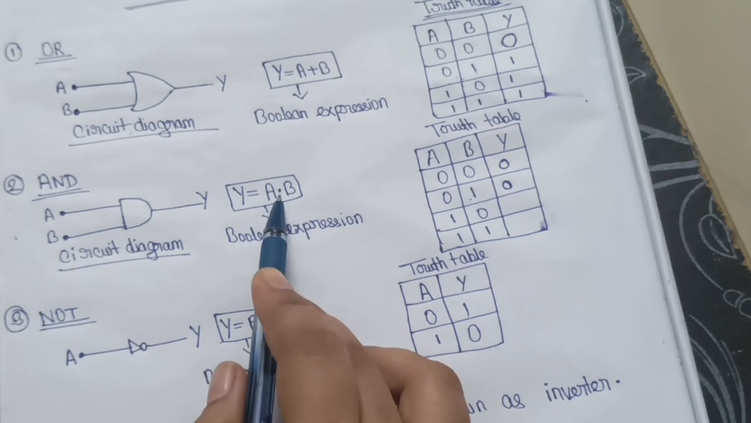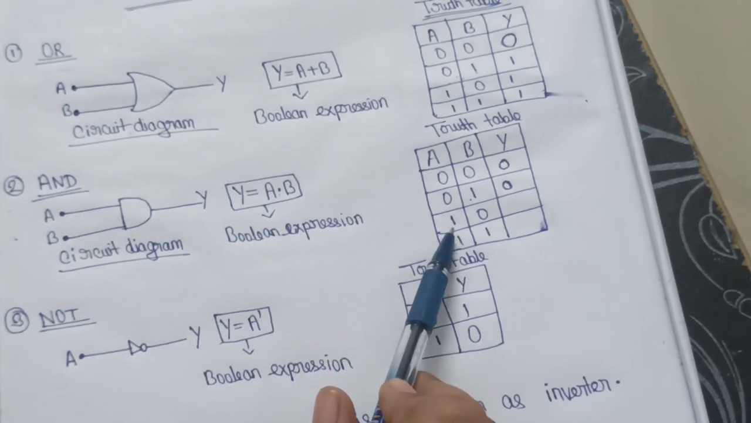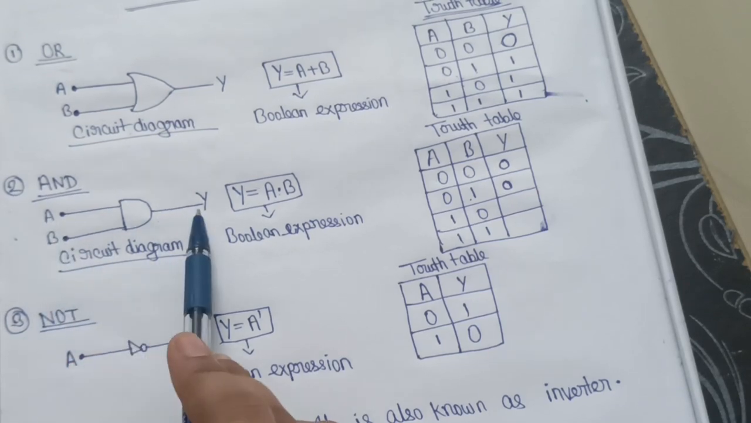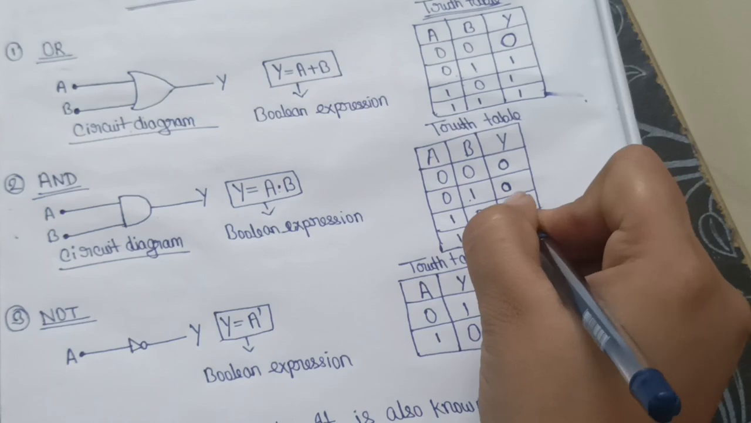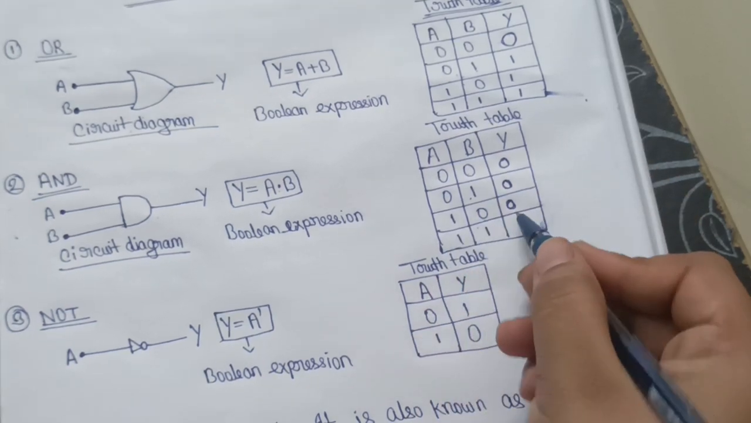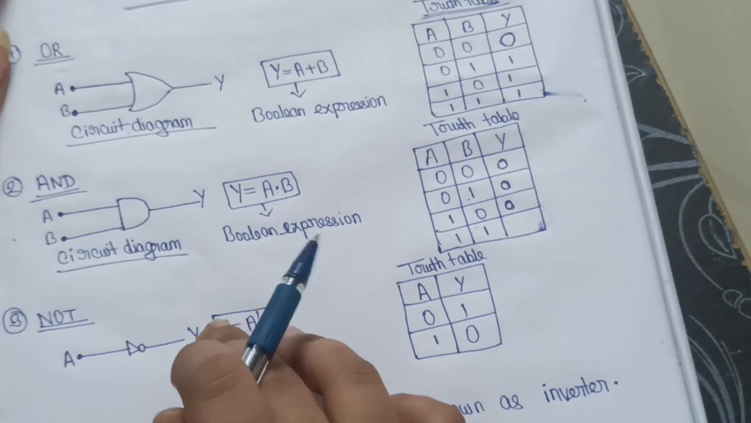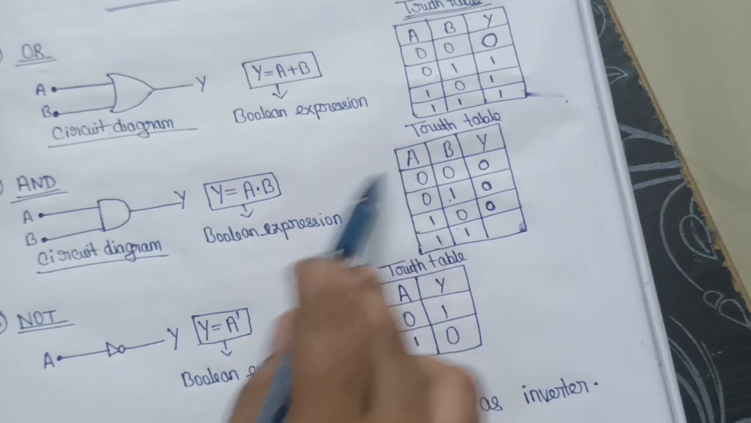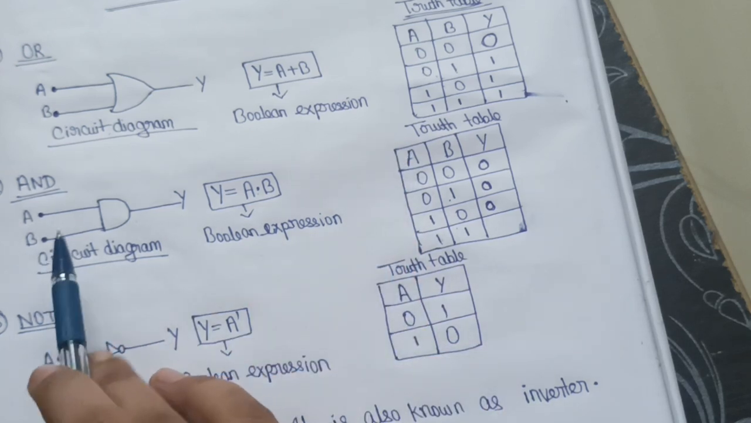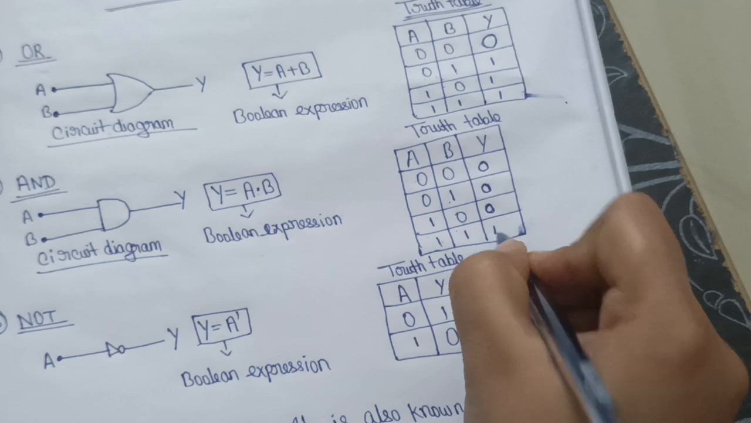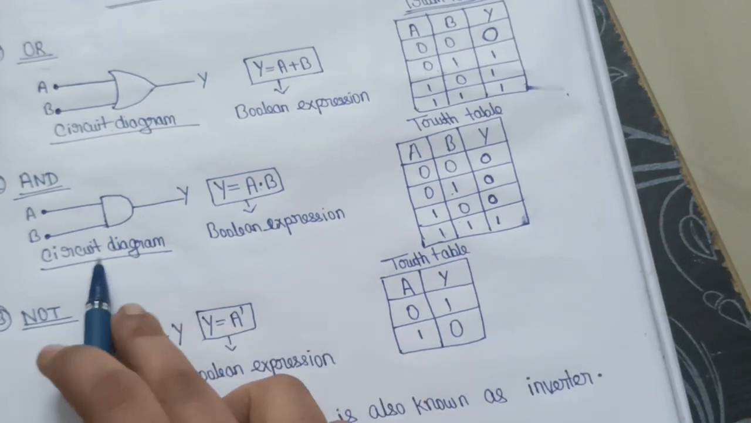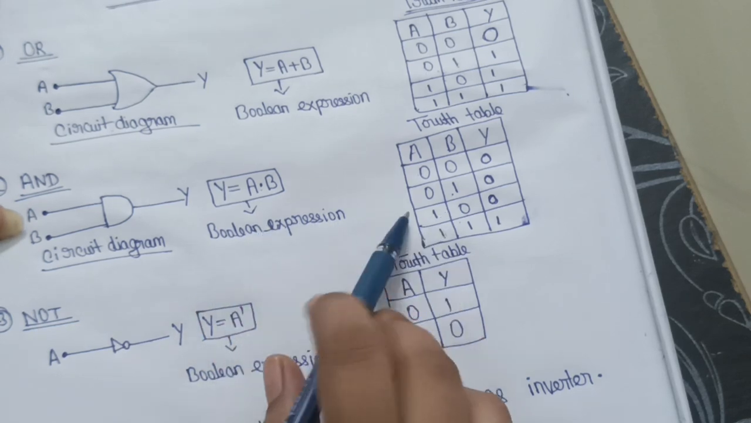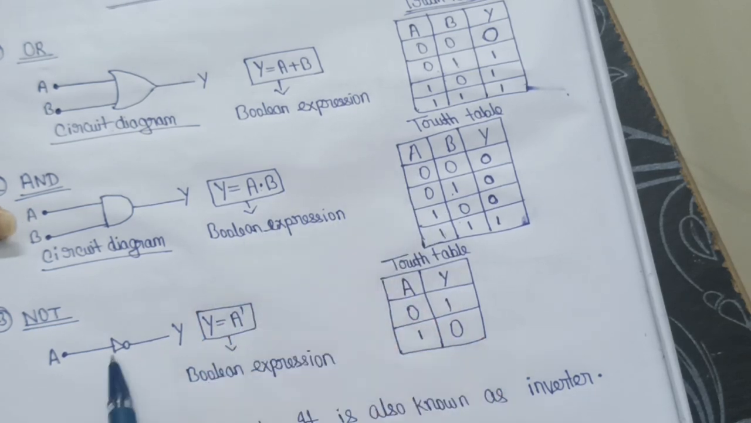In this point it is AND. Third, 1 and 0. Suppose A equals 1, B equals 0, then the output will be 0, like 1 into 0 equals 0. Fourth, 1 and 1. Suppose A equals 1, B equals 1, then the output will be 1. Okay, this is the circuit diagram, Boolean expression, and truth table of the AND gate.